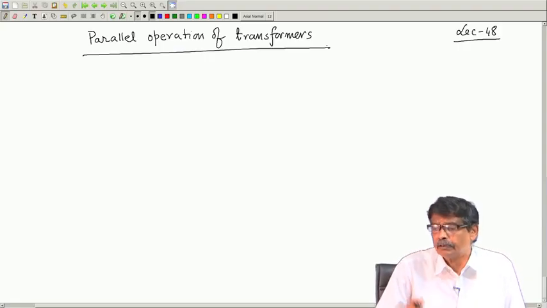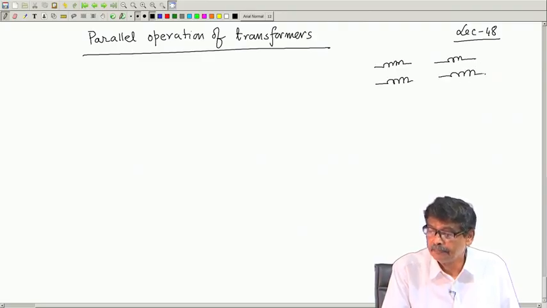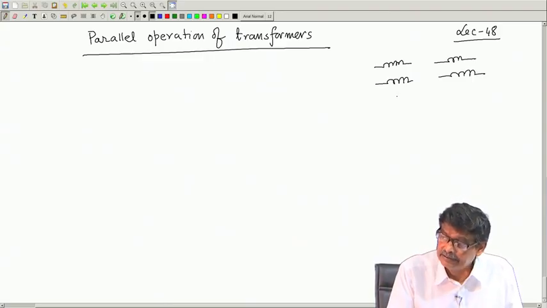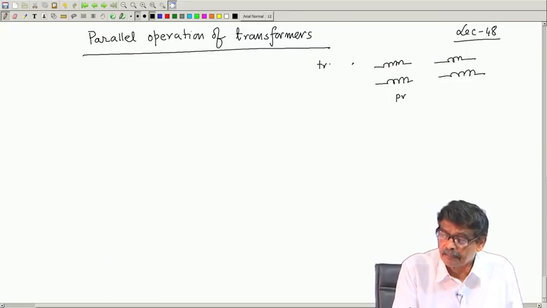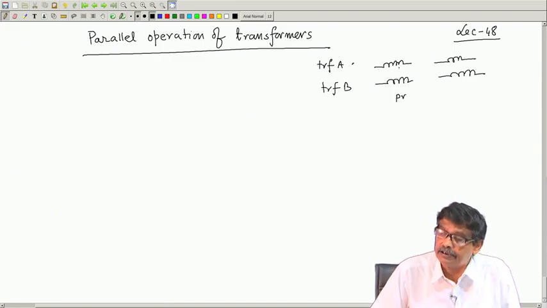What does that mean? Suppose you have one transformer here with its primary and secondary like this, and another transformer there. These are the primaries of two transformers, say transformer A, and this is transformer B. Now, this is not ABC phase; we will first discuss single phase parallel operation.